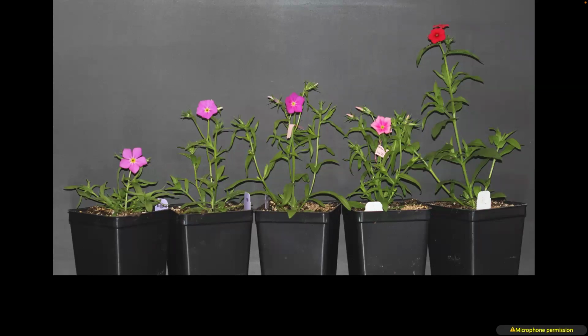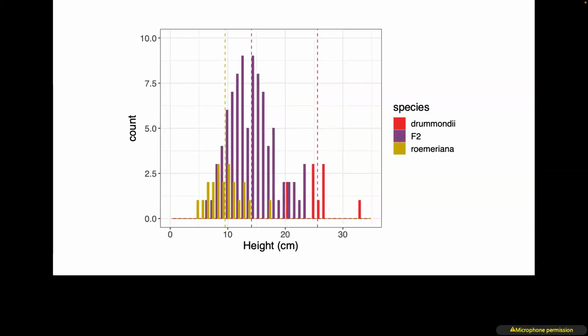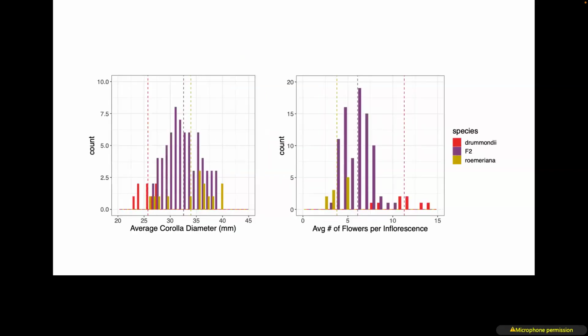So if we just look at a vegetative trait like plant height to begin with, we're seeing a distribution within our F2s that does represent both the parental types, but is a little bit more skewed towards our Phlox roemeriana phenotype. If we get into something like flower size and inflorescence structure, we're again seeing relatively normal distributions that are intermediate between our two parents. However, again, they are much more biased towards our Phlox roemeriana phenotype.